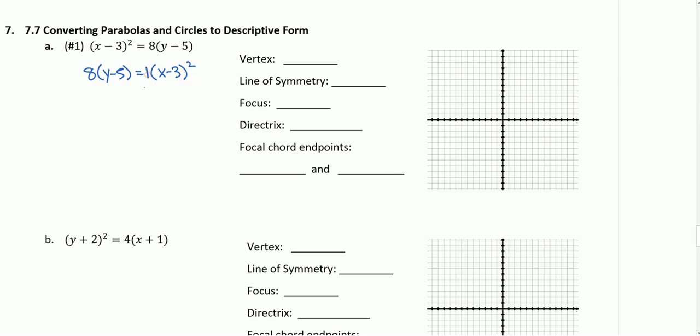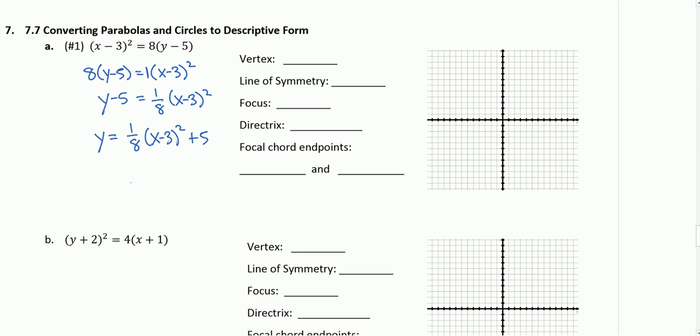Remember, there's an invisible 1 in front of that parentheses, so when you divide by 8, don't distribute the 8. Divide by 8, and you end up with y minus 5 equals 1 over 8 times x minus 3 squared, and then finish by adding 5. So y is equal to 1/8 times x minus 3 squared plus 5. That's the descriptive form that we want to use to find all the missing pieces.